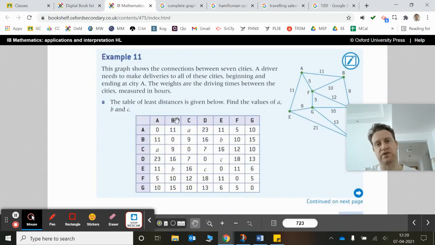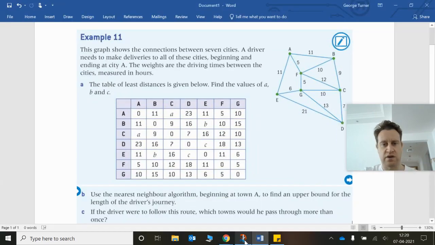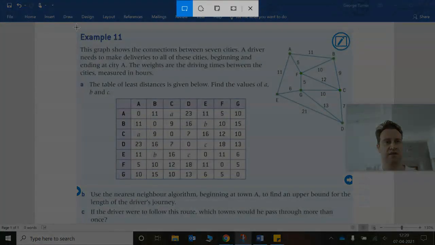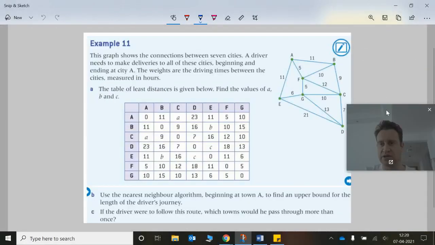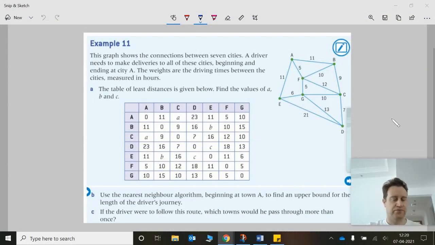Okay, let's look at this then. We've got example 11. I think I've gone on for too long here. So let's just take this here. Saved it earlier so I can fit it onto one page. It says this graph shows the connections between 7 cities. A driver needs to make deliveries to all of these cities, beginning and ending in city A. So we're told in this case we need to start at A, and that's going to help us with our algorithm as well. And the weights are the driving times between the cities measured in hours.